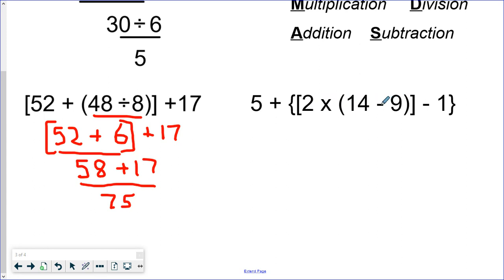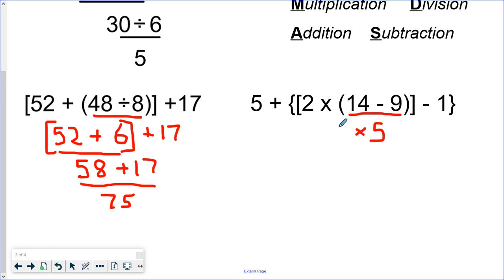So think of it, boys and girls, as kind of trying to work from the inside of the problem, and you're starting to work your way out. So the first thing I'm going to do with this particular problem is the parentheses that is inside the brackets. So the parentheses I'm going to do first is the 14 minus 9. And that 14 minus 9 is going to give me an answer of 5.